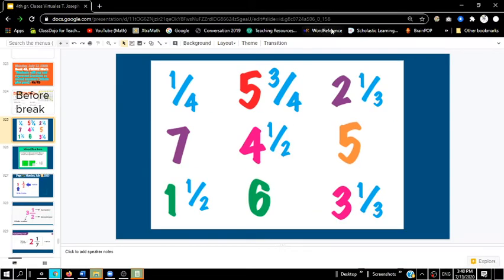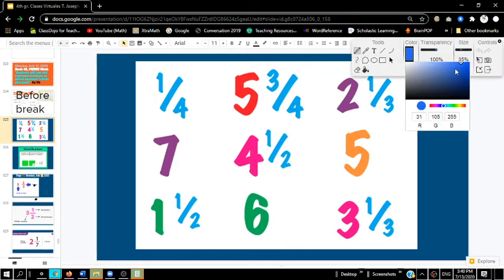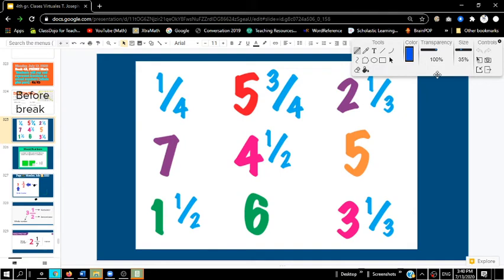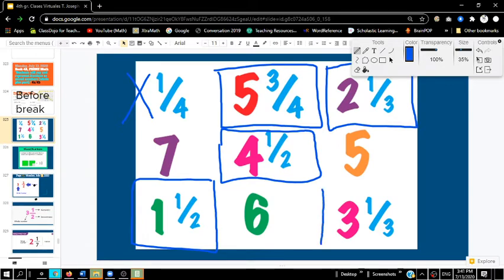Now let's take a look at some of these, just so that we can understand them a little bit better. I think it's really important that we take a look at the parts and the whole as we look at these fractions, right? If we take a look at the first one, for example, we have no whole number. We just have a fraction right there. But with these other examples, 1 1/2, 5 3/4, 4 1/2, 2 1/3, and 3 1/3, we have a whole number that's with a fraction, okay?